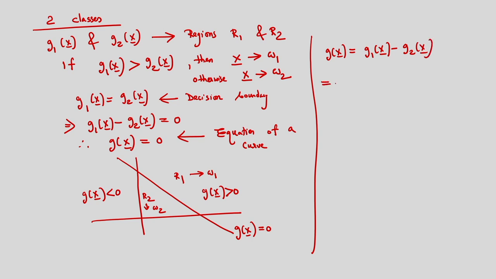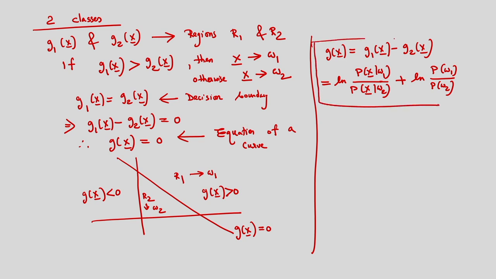that I can write like this: ln p(x|omega 1) divided by p(x|omega 2) plus ln probability of omega 1 divided by probability of omega 2. So this is a very important equation. For two classes we have shown that the discriminant function g(x) is equal to z1(x) minus z2(x), which can be written like this. So that is g(x), you can write like this.